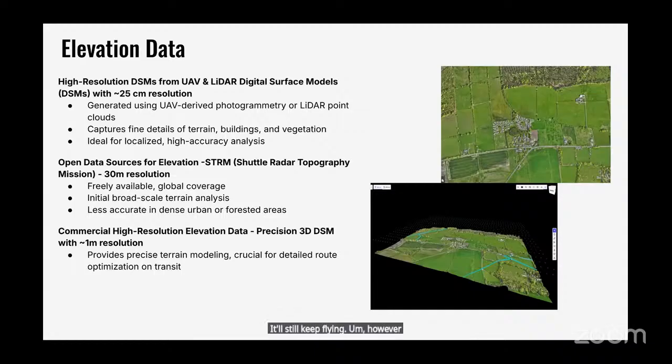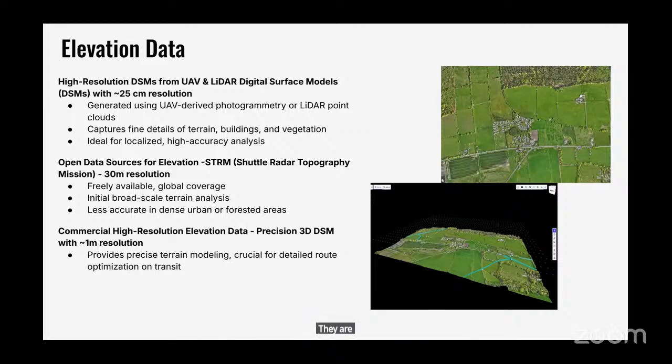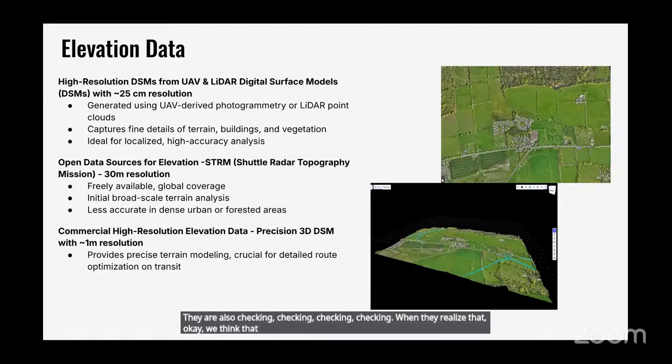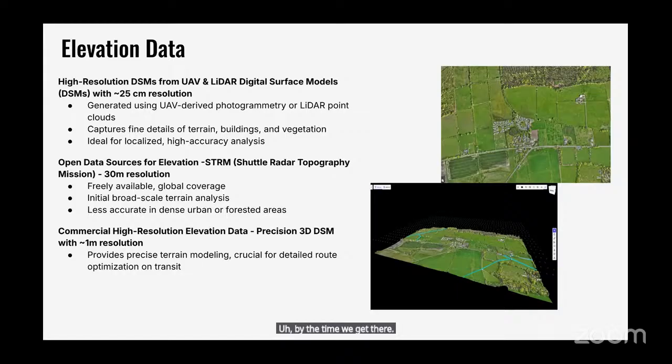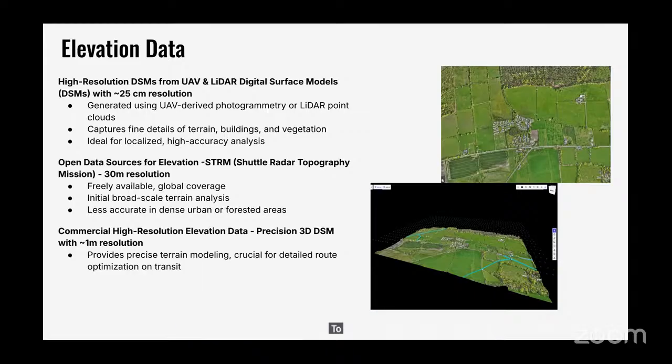However, it sends that data back to other zips which may be flying the same route. And those zips too, of course, have their onboard sensors. So while they are also making that same journey, they are also checking. When they realize that, okay, based on the data that the zip ahead has sent, by the time we get there, there might be a threshold breach, so we should go back. So they make that autonomous decision to fail the mission.